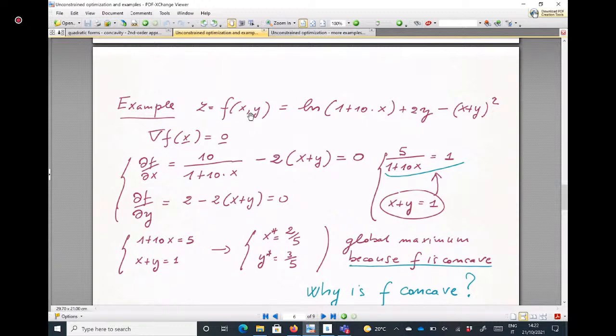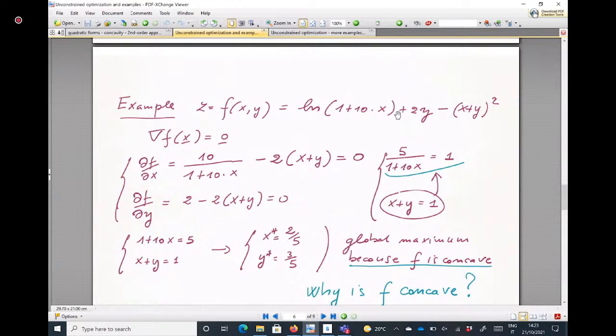Now, look at this function. F of x, y is the log of 1 plus 10 times x, plus 2y, minus (x plus y) squared. First of all, we want to find the maximum, okay? It's not written here, but we want to find the maximum of this function. So a preliminary question is, why do we use only the first order condition? Are we sure that this function is concave? Okay? So try to figure out why this function is concave.